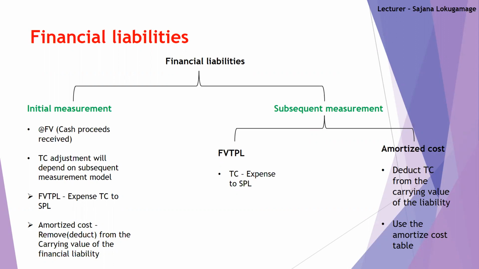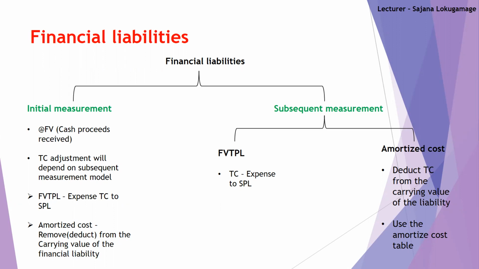When it comes to financial liabilities, guys, initial measurement is always at fair value. That is the cash proceeds you receive. For example, you issue a loan note for $100,000 and you get $100,000 of cash from outsiders. So that $100,000 is your initial measurement, which is called the fair value, the cash proceeds you receive. The point is what to do with the transaction cost?